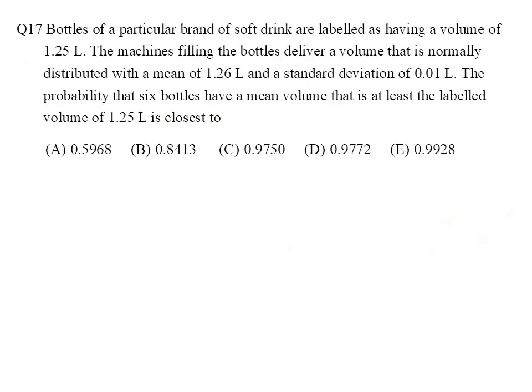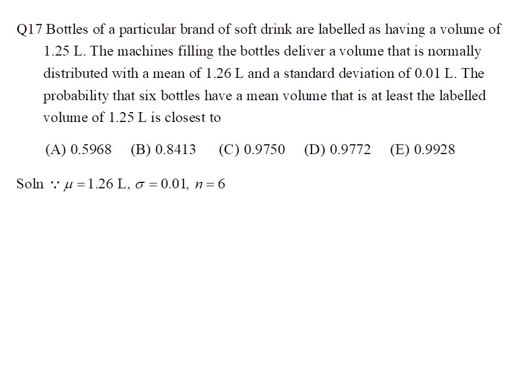In question 17, it states that the bottles of a particular brand of soft drink are labeled as having a volume of 1.25 liters. The machines filling the bottles deliver a volume that is normally distributed with a mean of 1.26 liters and a standard deviation of 0.01 liter. The question is to find the closest probability that 6 such bottles have a mean volume that is at least the labeled volume of 1.25 liters.